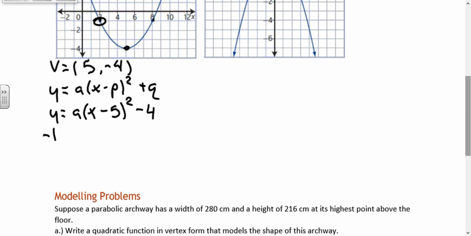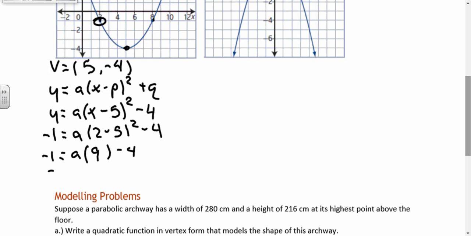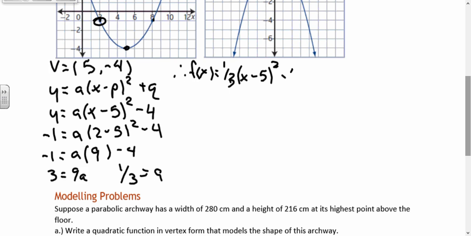So then -1 is equal to a(2 minus 5) squared minus 4. So -1 is equal to a(9) minus 4. We're going to add 4 to both sides, so we get 3 is equal to 9a. And then you should get 1/3 is equal to a. So, therefore, we have a function, f of x is equal to 1/3 (x minus 5) squared minus 4.